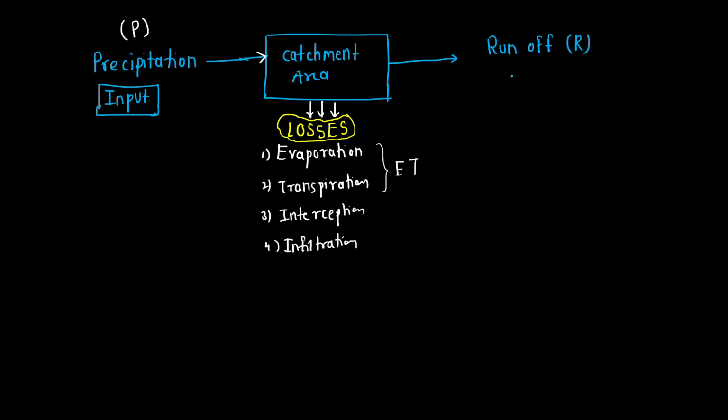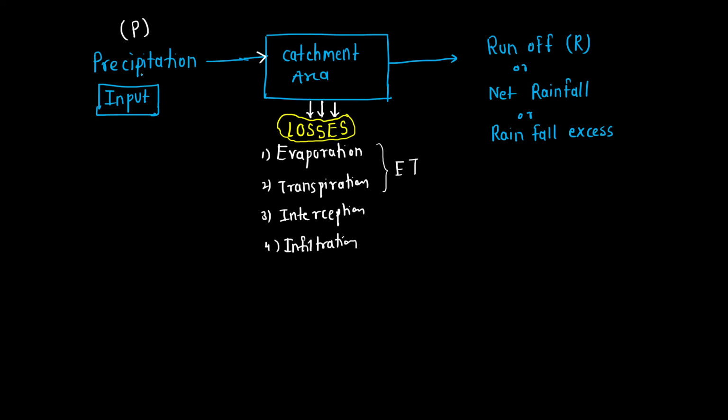This runoff is also called net rainfall, or rainfall excess. These all terms are the same. As we can see, the input to the catchment is precipitation and the output from the catchment is runoff. All the intermediate processes are the catchment losses.